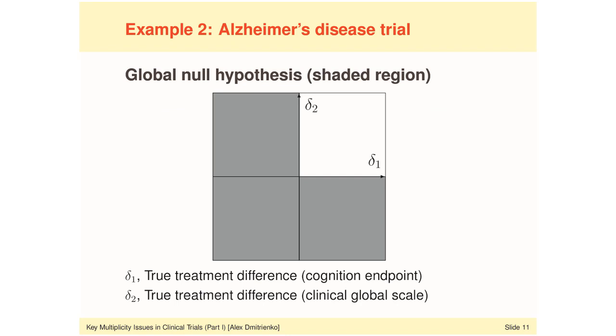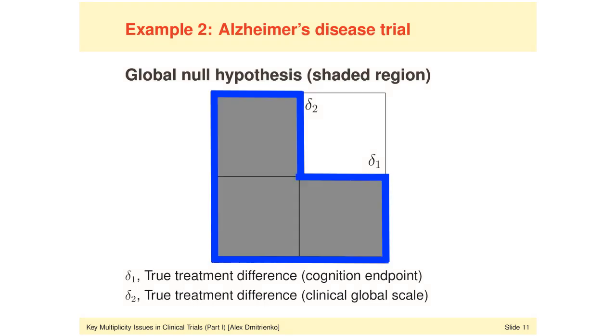The diagram on the slide shows the global null and the global alternative hypotheses in the Alzheimer's disease trial. In this example, delta 1 and delta 2 again denote the true treatment differences for the cognition and global clinical assessment endpoints. As before, delta 1 is plotted on the horizontal axis and delta 2 is shown on the vertical axis. The shaded area again defines the global null hypothesis, and now it is very easy to see that it's much larger than in the prostate cancer trial.